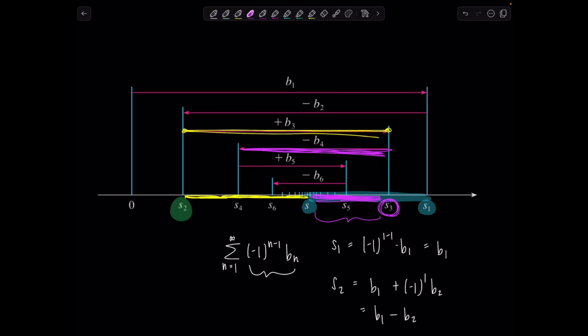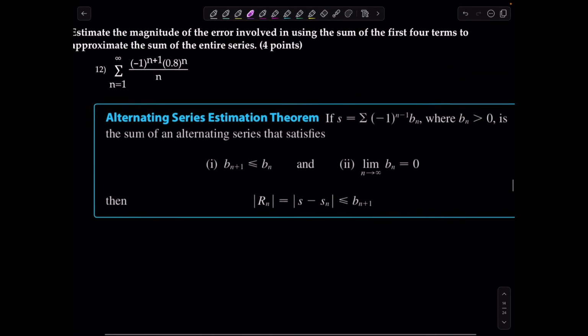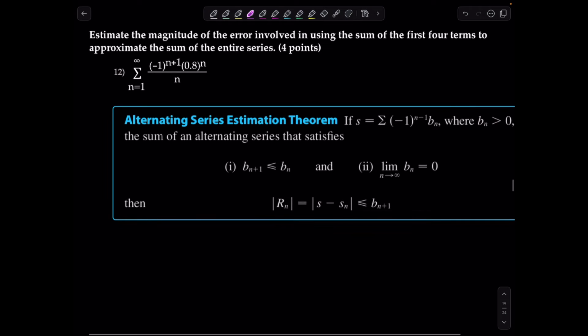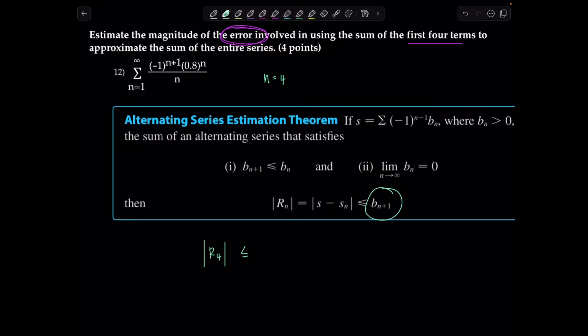Okay? So, on that note, the actual solution to the problem involves very little work because it wants us to estimate the magnitude of the error. So we're just going to give an upper bound on the error using the sum of the first 4 terms. So what that tells me is we're only adding up the first n equals 4 terms. So the magnitude of the error, or the remainder, right, from summing up just the first 4 terms, is less than or equal to b sub 4 plus 1, which is b sub 5.